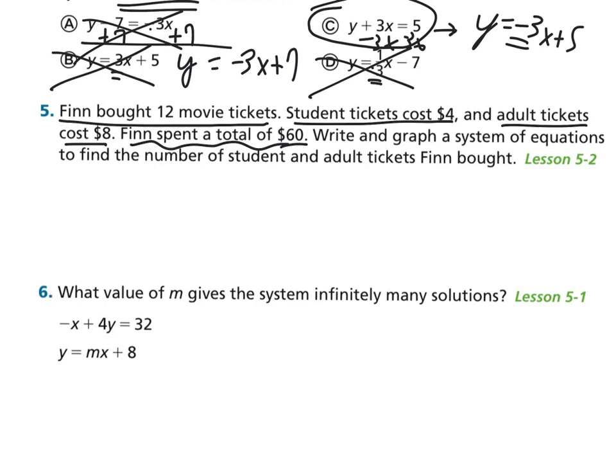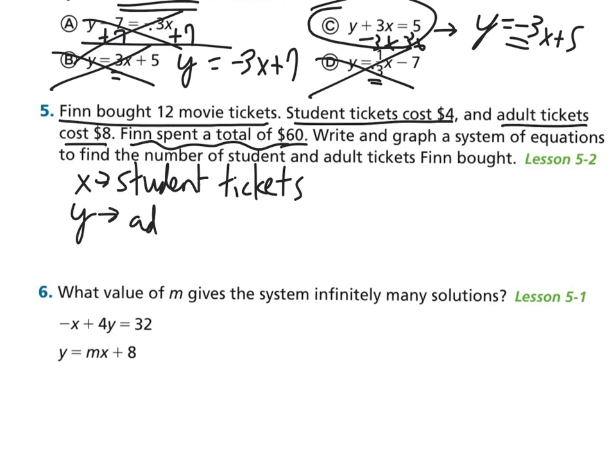So we could let X represent our student tickets. And we could let Y represent the adult tickets. Okay, we can more formally define those variables, but he bought 12 tickets altogether, so we know X plus Y, the total that he bought, is 12 tickets.